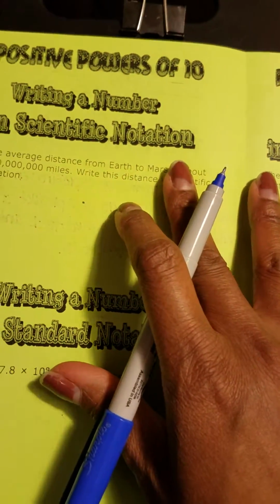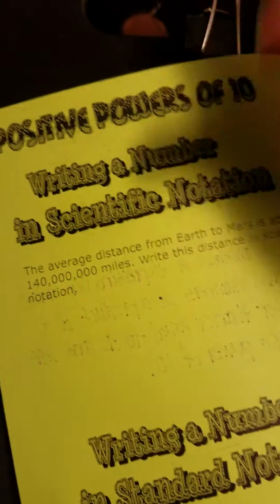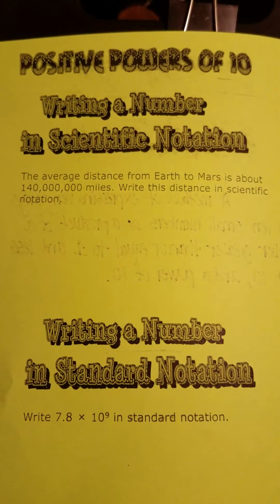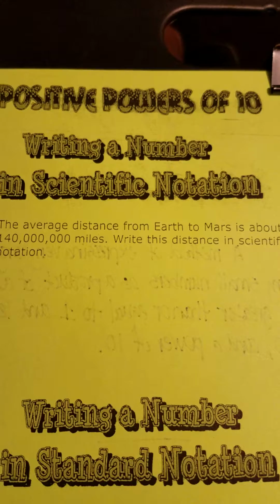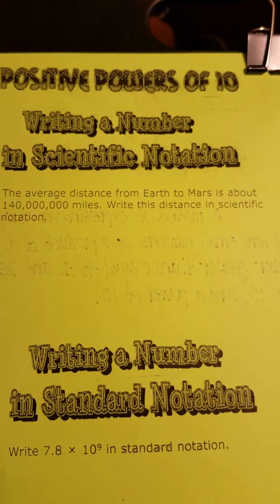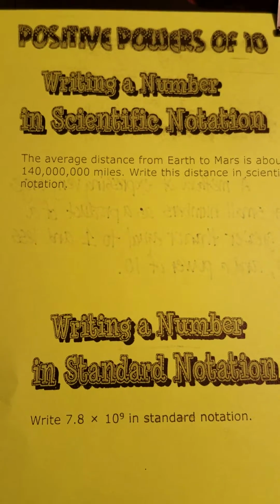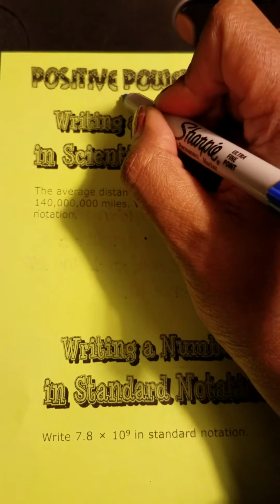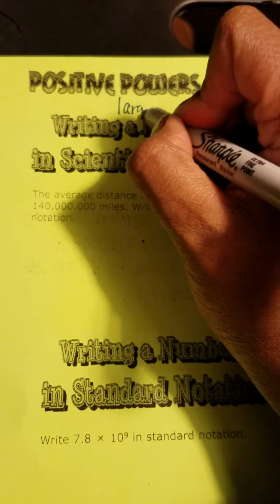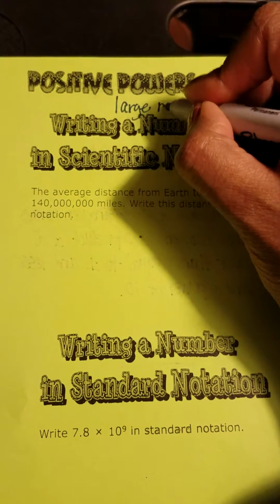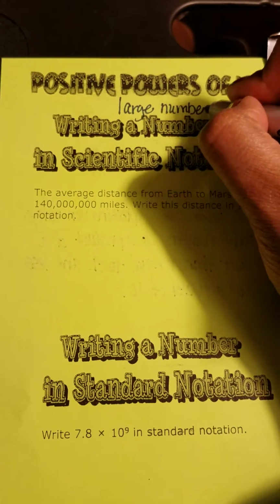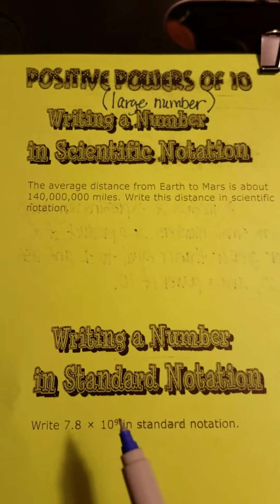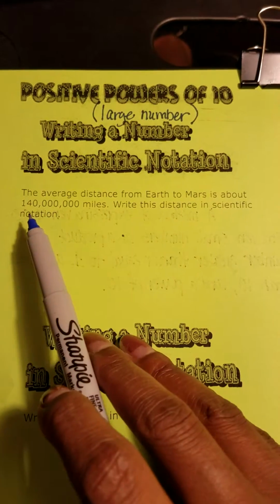And the first thing we're going to do is positive powers of 10, and we're going to write a number in scientific notation. Okay, so when we have positive powers of 10 and we're writing in scientific notation, we have large numbers. You start out with a large number. So when it's positive, it's going to be a large number here.